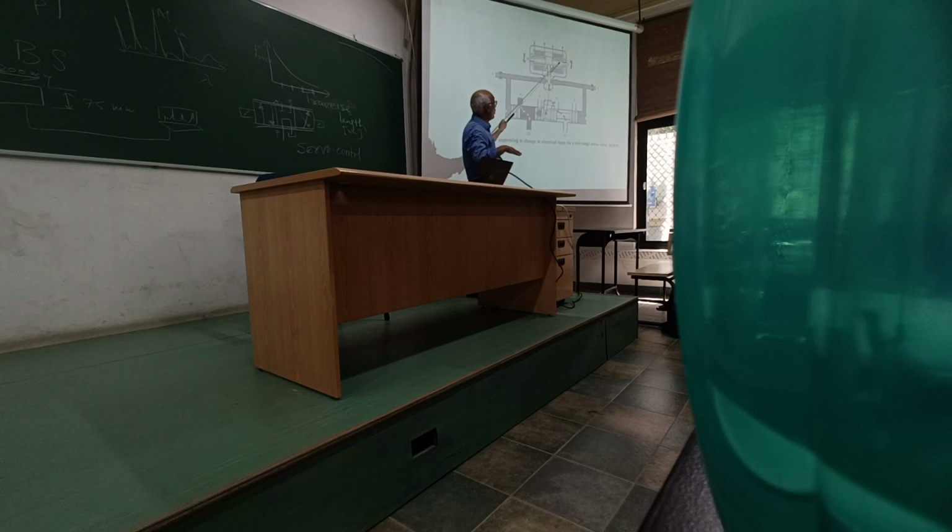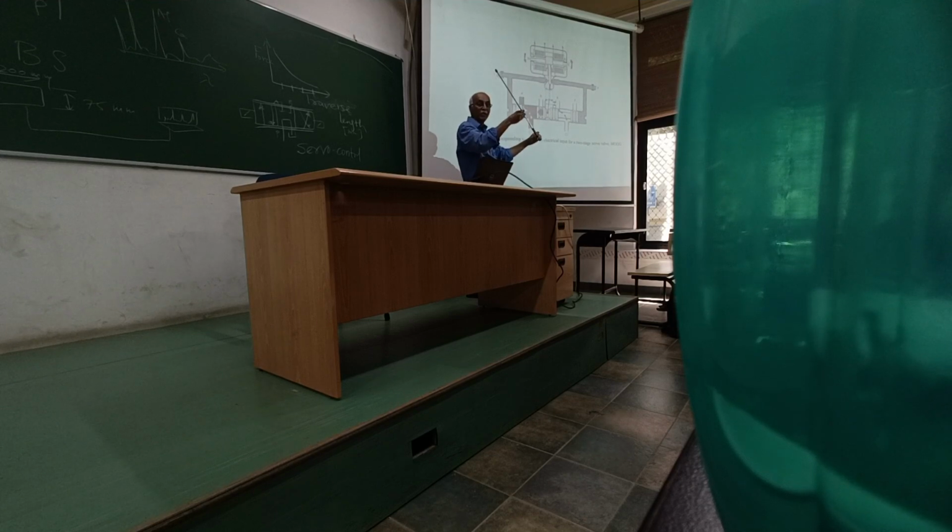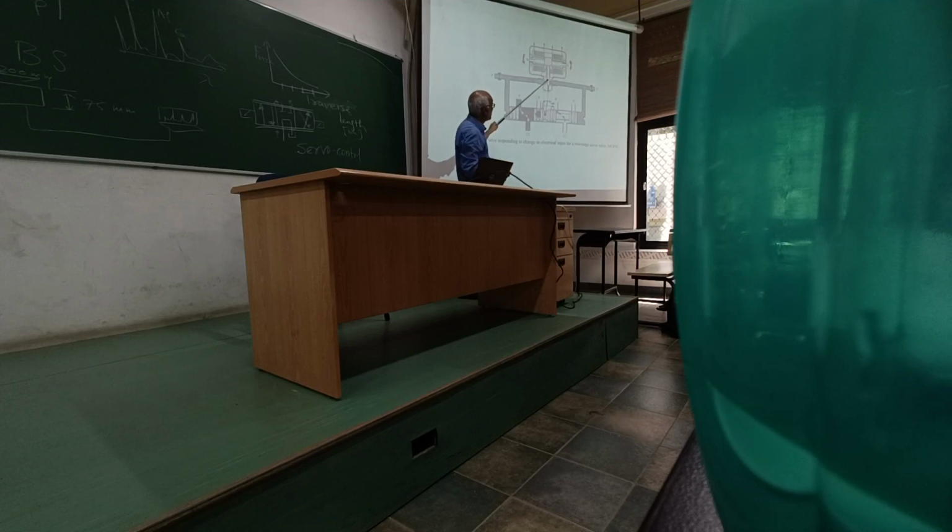So this is S, this is N. If the current direction changes, this part becomes N, this becomes S. Automatically, this right part will move like this, and its movement will depend upon the amount of current. Accordingly, this flapper will move either towards the right hand side or towards the left hand side.